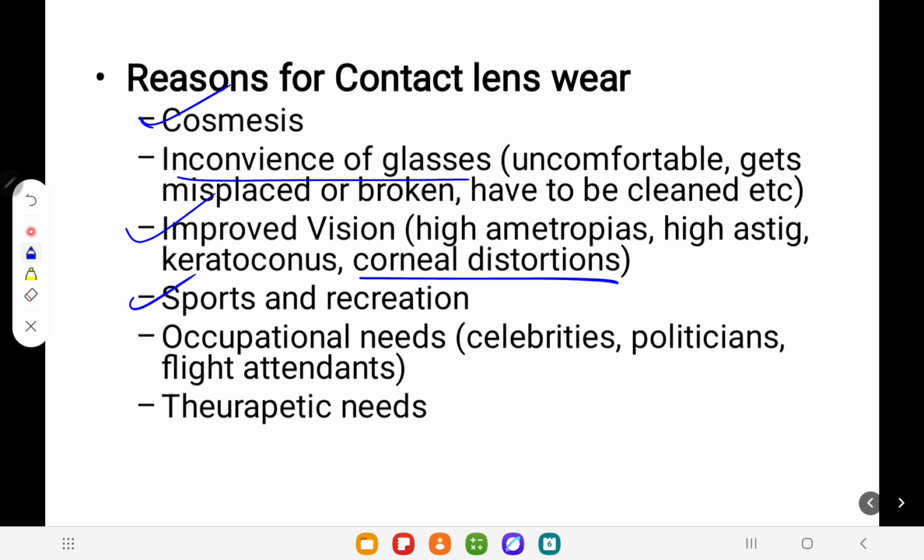Yes, and sometimes patients want them because of sports or recreational purposes. Sometimes they need them occupationally, for example celebrities or movie stars when they are making a movie, so they want prosthetic contact lenses. Or many flight attendants want contact lenses for cosmetic purposes, to get rid of their glasses. And a few times, not that many times, therapeutic contact lenses are really important, for example in Stevens-Johnson syndrome. Therapeutic contact lenses give the patient another life, which is very helpful.